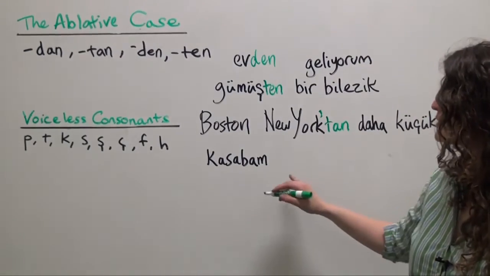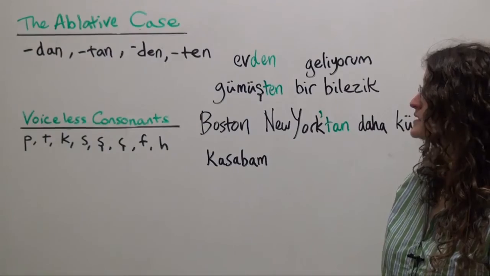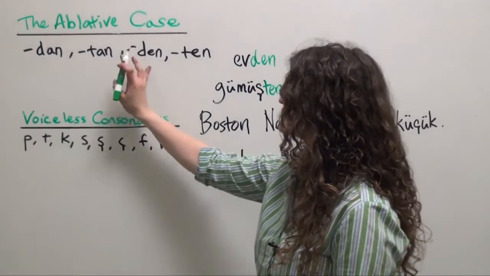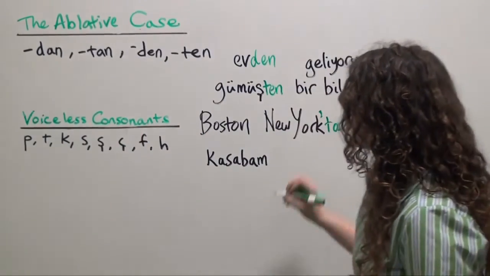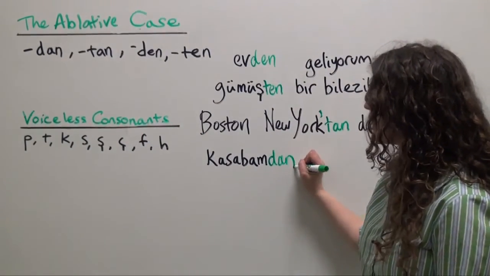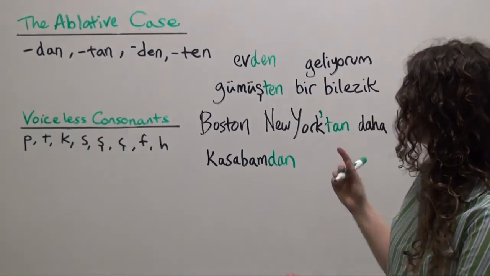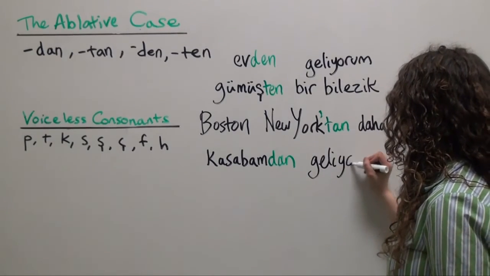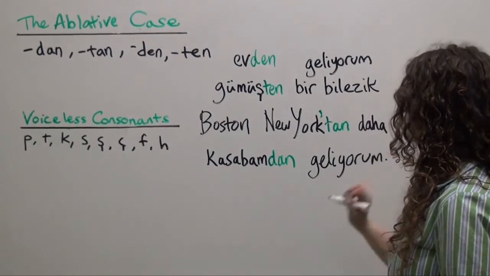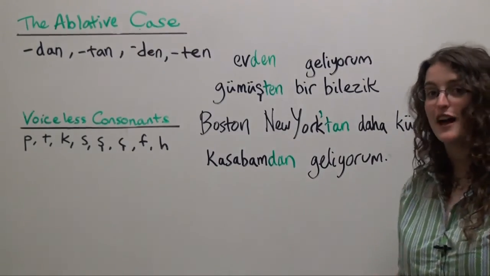So we will look at our options. Kasabam doesn't end in a voiceless consonant, so we're going to choose either dan or den. Our two-way vowel harmony rules tell us we're going to choose dan. Kasabamdan. From my town, I am coming, geliyorum. So I am coming from my town. We use the ablative case.